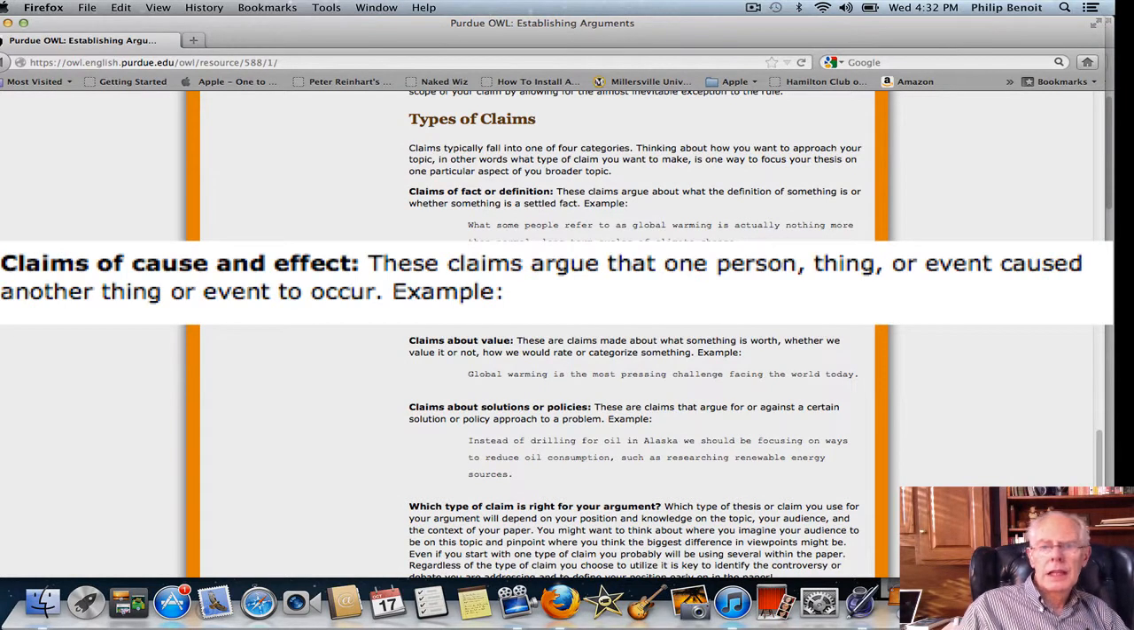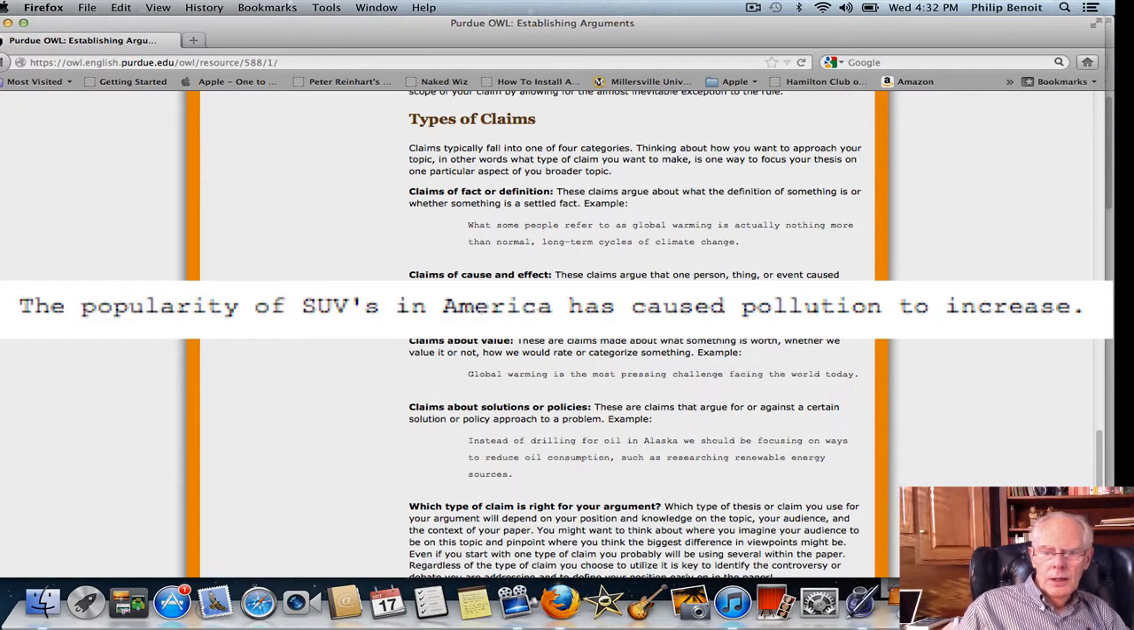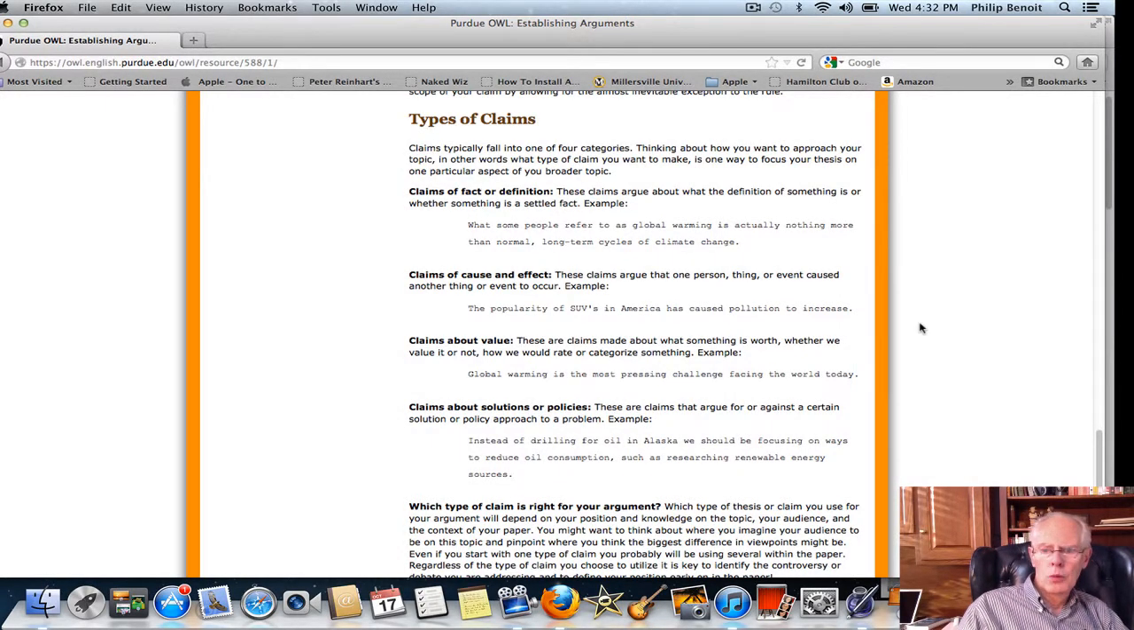Another way of stating a claim would be in terms of cause and effect. And as it says here, these claims argue that one person, thing, or event caused another thing or event to occur. Again, we can see it more clearly in the example. The popularity of SUVs in America has caused pollution to increase. Cause and effect. What caused pollution to increase? The popularity of SUVs in America. And then, of course, we do have to provide evidence, support our claim, and work our argument through to a reasonable and logical conclusion. What about claims about value?